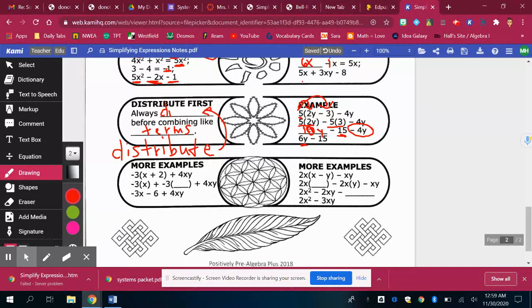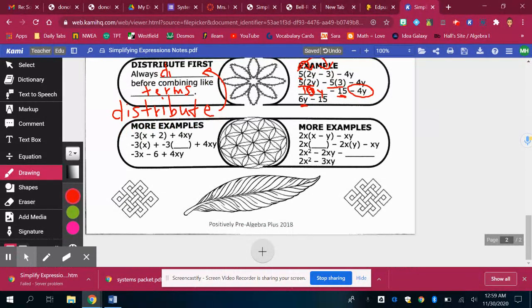All right, down here we have more examples. So we're going to distribute negative 3 to everything inside the parentheses. So they did negative 3 times x is negative 3x. And negative 3 times 2 gives us negative 6. And then we brought down the positive 4xy.